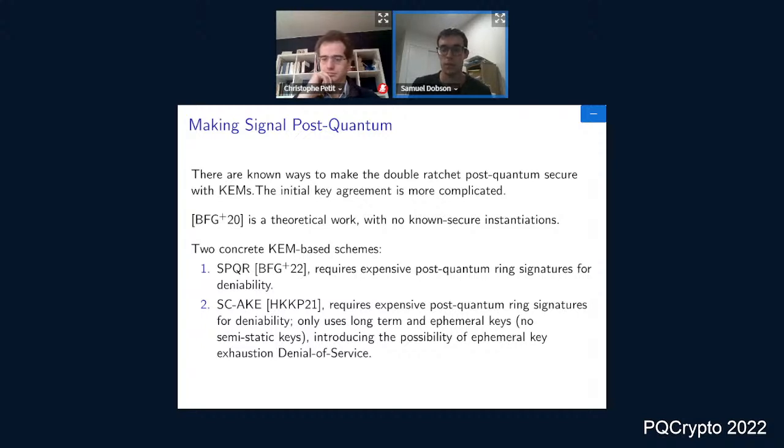Both of the concrete proposals require these expensive post-quantum ring signatures to achieve that last property of deniability. And the second one mentioned here also only uses 2 keys for the receiver rather than 3, so it loses some of the flexibility that the original Signal protocol had. So we wanted to propose a new protocol that's based on SIDH, which looks more similar to the original Diffie-Hellman protocol, and also doesn't need this expensive post-quantum ring signature anymore.